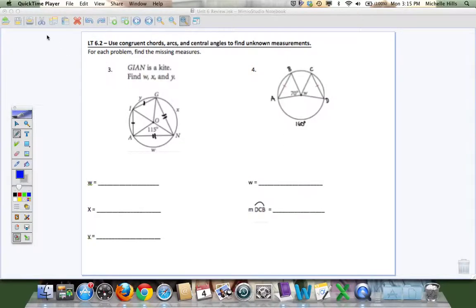So I'm learning target 6.2 on the review. They tell me that this is a kite, which they could have said, but they also, with the notation in here, it's a kite. And they want me to find these missing pieces.